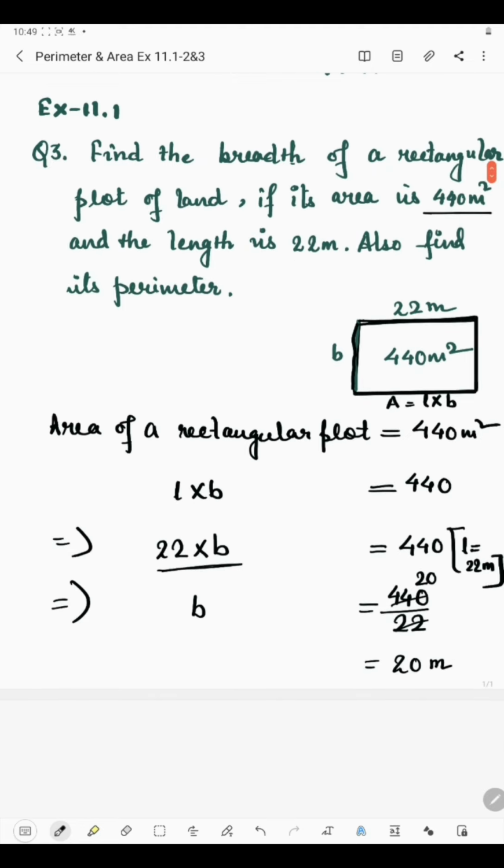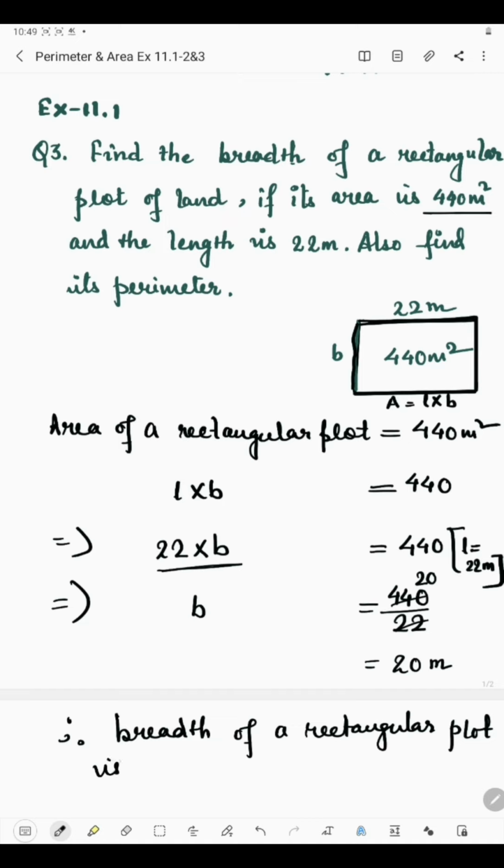So the breadth of the rectangular plot will be 20 meter. Okay. Now here we will have to find its perimeter. We will have to find the perimeter of a rectangular plot.